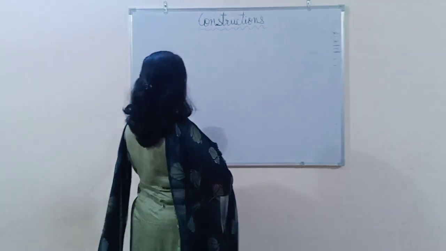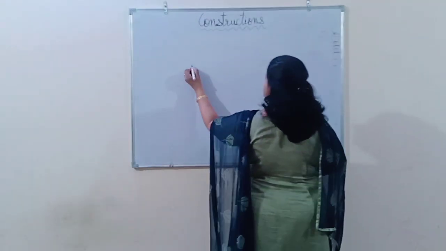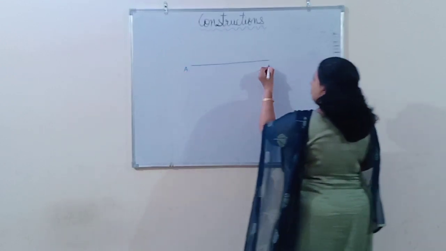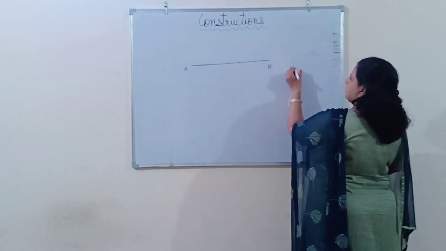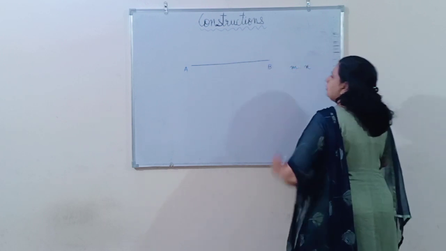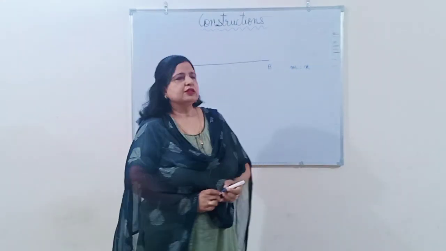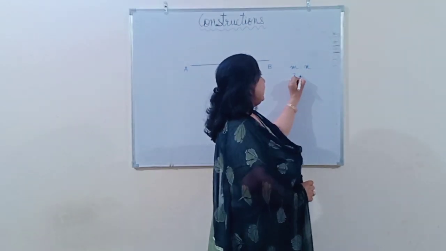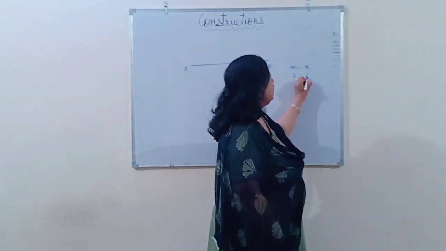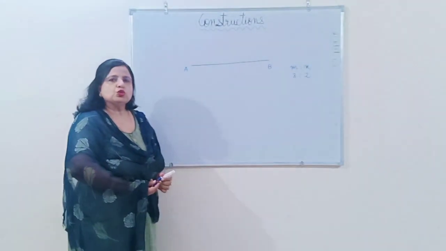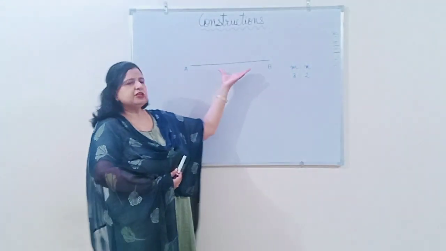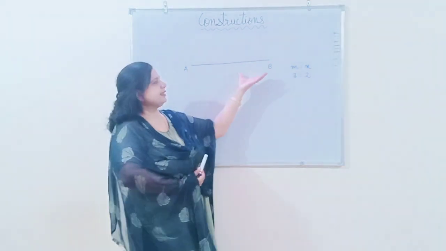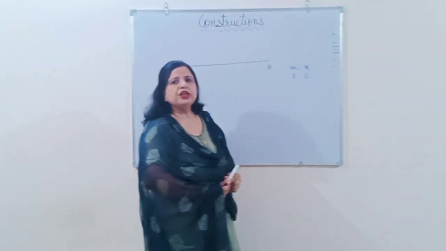Now, for example, if you are given a line segment AB and you have to divide this line segment in the ratio m is to n. Here m is 3 and n is 2, so you have to divide it in the ratio 3 is to 2. The length of the line segment is not given. We can take any line segment AB and let us divide it in the ratio 3 is to 2.